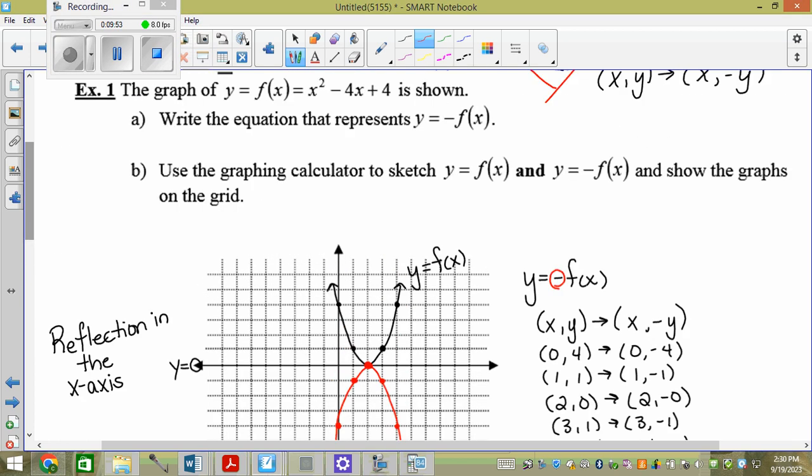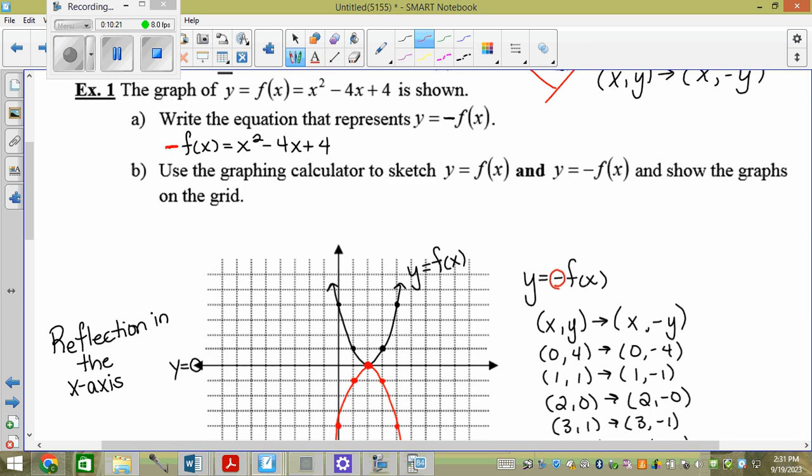So how do I determine the equation? What does this mean? This means I'm going to negate all my y's, all my f of x's. So if my equation is f of x equals x squared minus 4x plus 4, then I can just negate the f of x. Well, that looks weird. I wanted an f of x equals. Negating the f of x is putting a negative 1 in front of it.